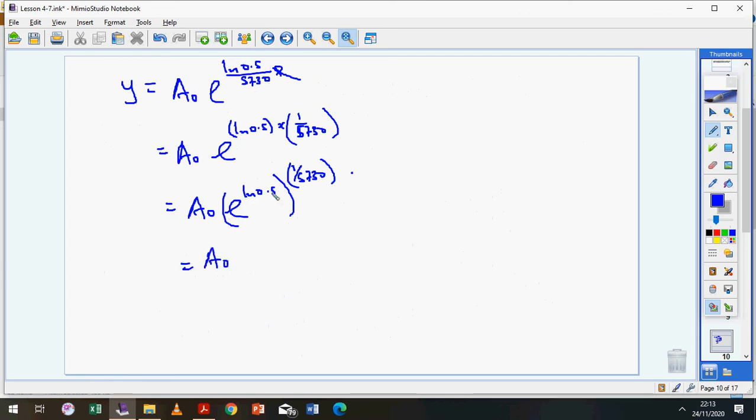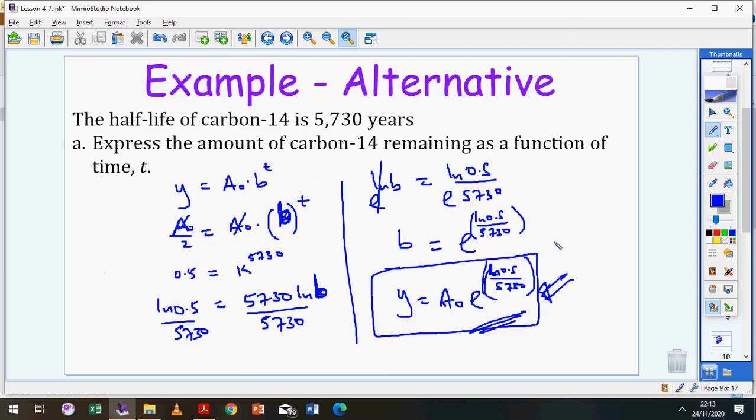And 0.5 has a power of 1 out of 5730. Oh, there was a t missing here. I was just missing the t. It was there the whole time. Oh man, missing it here too. Yeah, this t, I didn't carry it. So in the equation, there's a t up there.